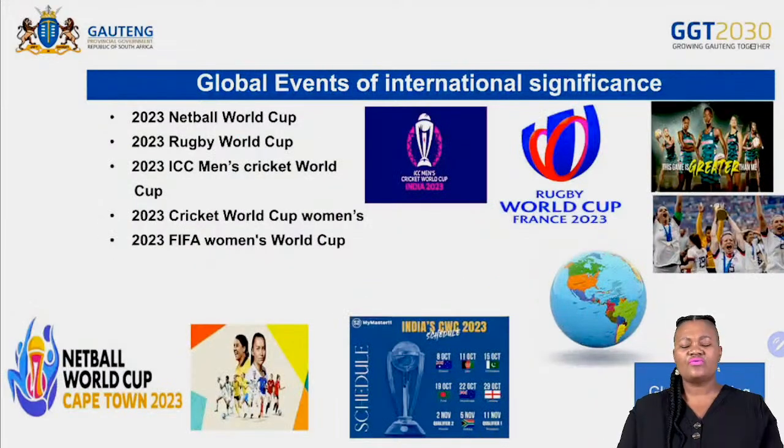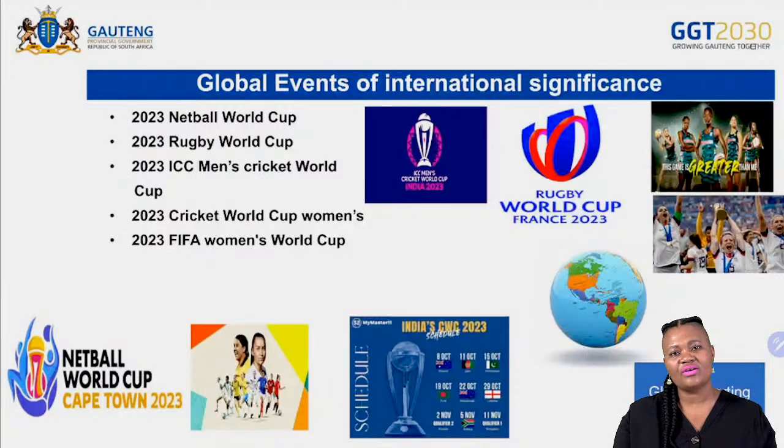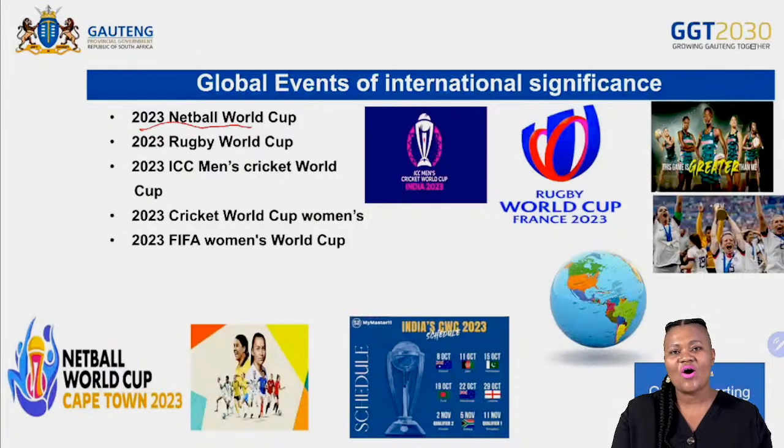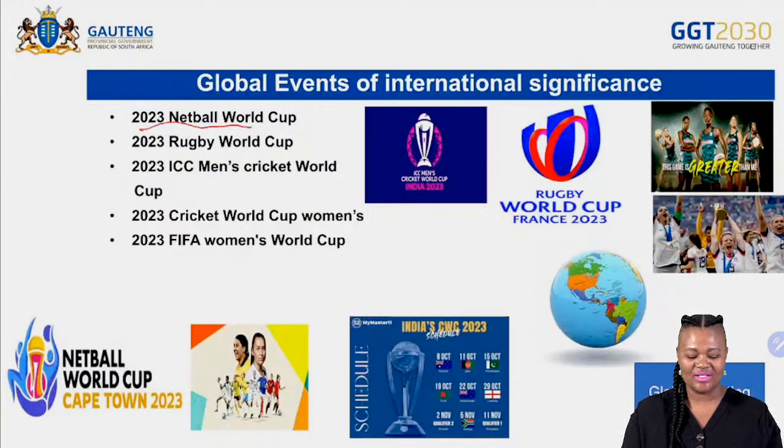Then we've got recent global sporting events of international significance that have taken place. The ones that I've mentioned are very important to know, but also be aware of current affairs, the most recent global events that we've had. We've had the 2023 Netball World Cup. We've also had the 2023 Rugby World Cup. Remember, the 2023 Netball World Cup, if we look here, it was held in Cape Town in South Africa. We hosted a global event in 2023.